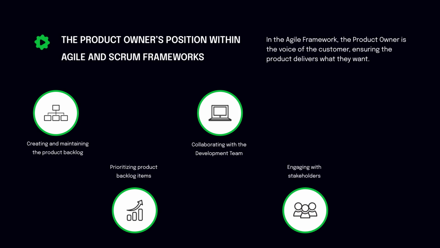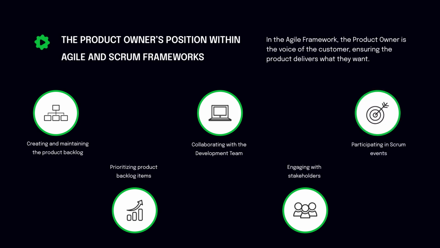Engaging with stakeholders. The product owner represents the stakeholders' interests and acts as a liaison between them and the development team. They gather feedback, communicate product updates, and manage stakeholder expectations. The product owner's decisions about the product backlog and prioritization always consider stakeholders' input and feedback.